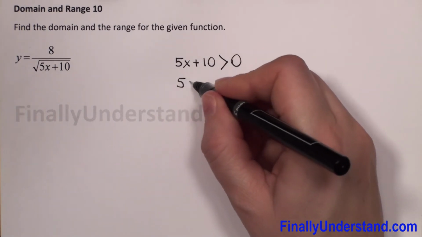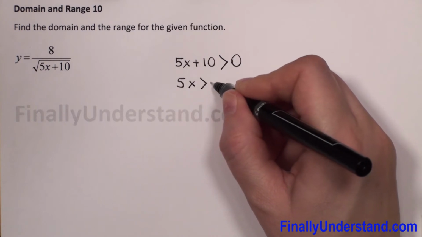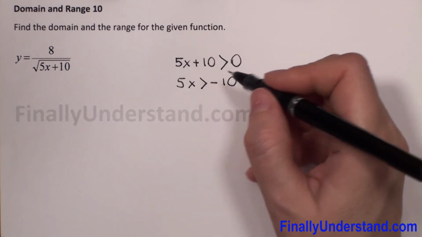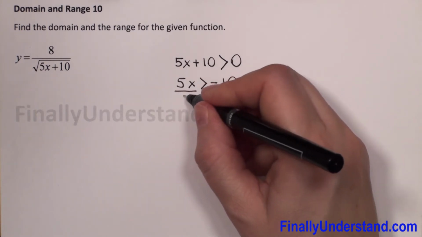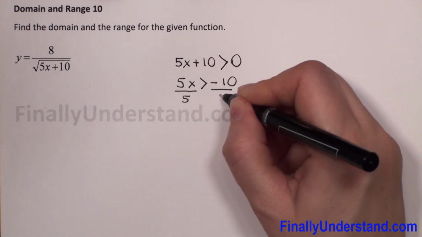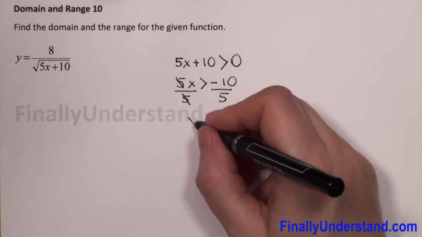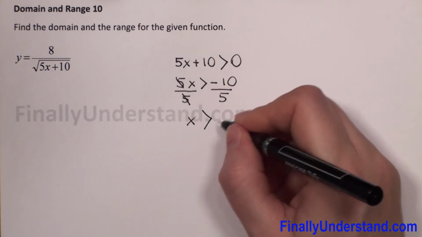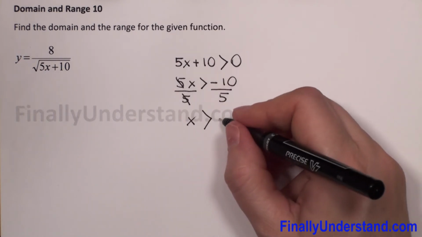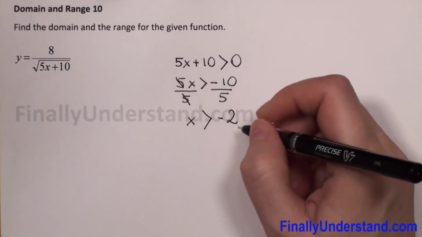We have 5x is greater from negative 10. Now we have to divide both sides by 5. 5 and 5 will cancel, and we have x is greater. 10 divided by 5 is negative 2.